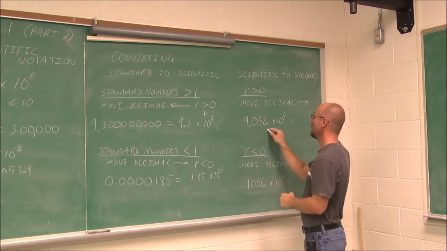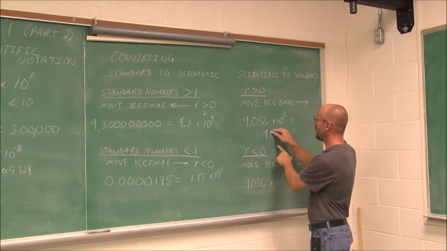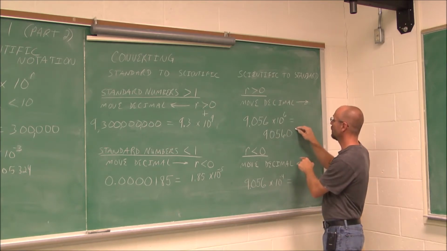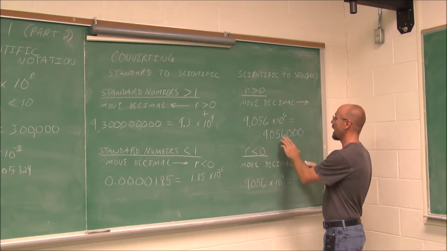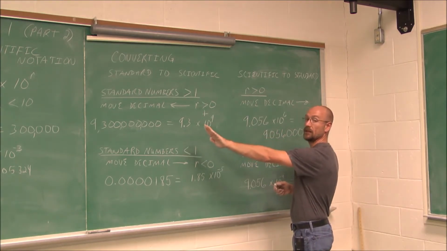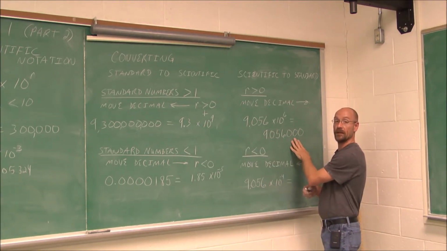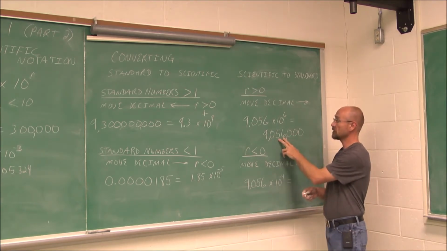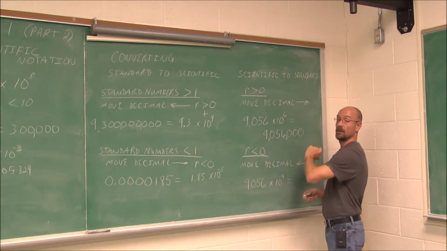And when I do that, I move it 1, 2, 3, 4, 5, 6. I have to put in these zeros. Just like when I wrote this number, I eliminated the zeros. Well, now I have to put them back in. So we see this number is 9,056,000, a relatively large number, a positive r.